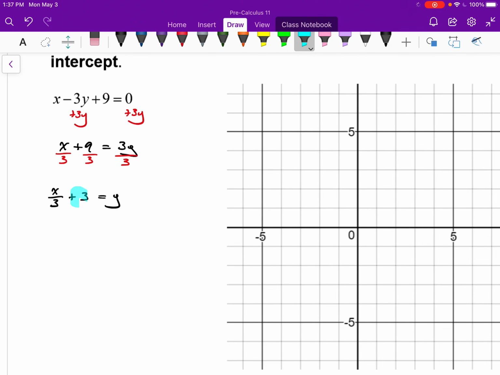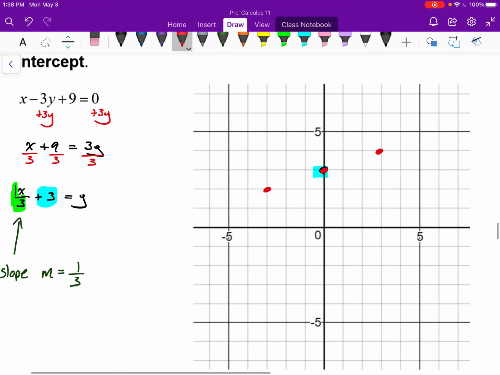For example, I can see this plus 3. That's my constant. That's my y-intercept. I know my line will go through here. The slope is the coefficient of x, which is 1 over 3. So my slope is up 1 over 3. Rise 1, run 3. And so from that point that I've already drawn, I can find another point if I go up 1 and to the right 3, or down 1 and backwards 3. Either way, I already have enough to draw my line.